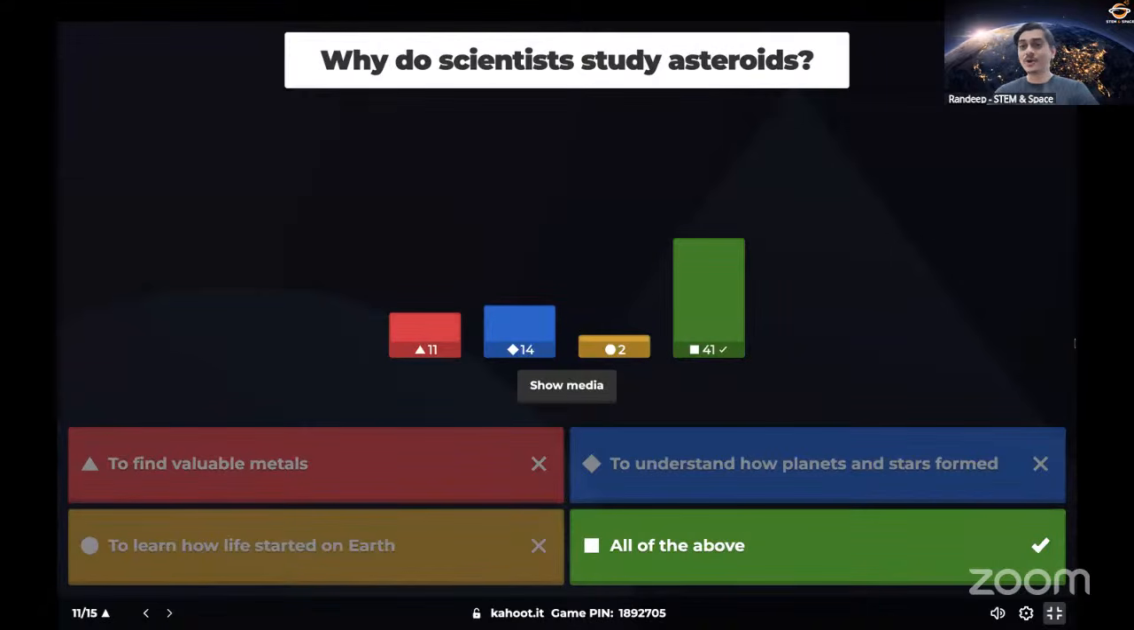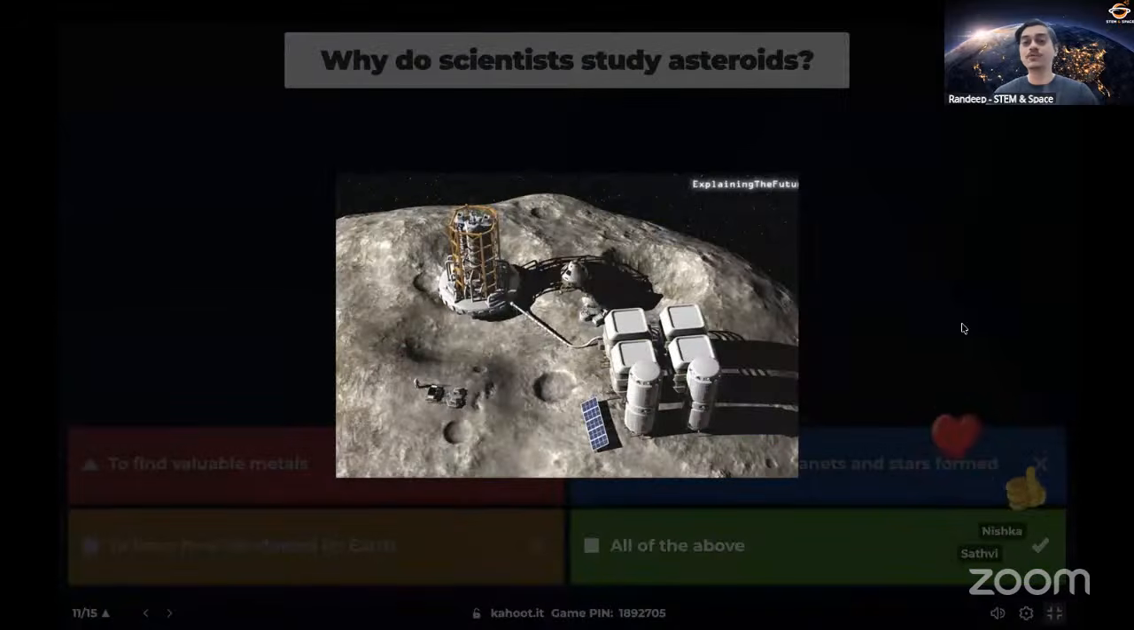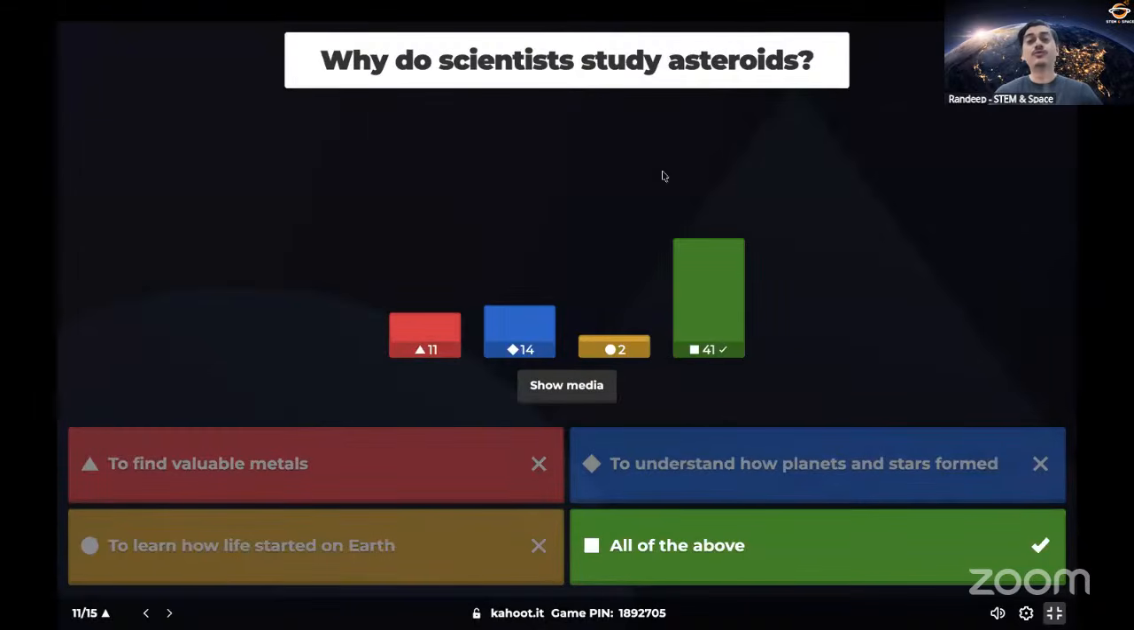And as the majority of you have answered, it's all of the above, whether to find valuable metals, whether to learn how life started and how planets and stars actually formed. We get all the different kinds of information from the asteroids themselves. And that is why we are so keen on studying and understanding asteroids, and that is the reason why we have a dedicated campaign on that, a citizen science project.